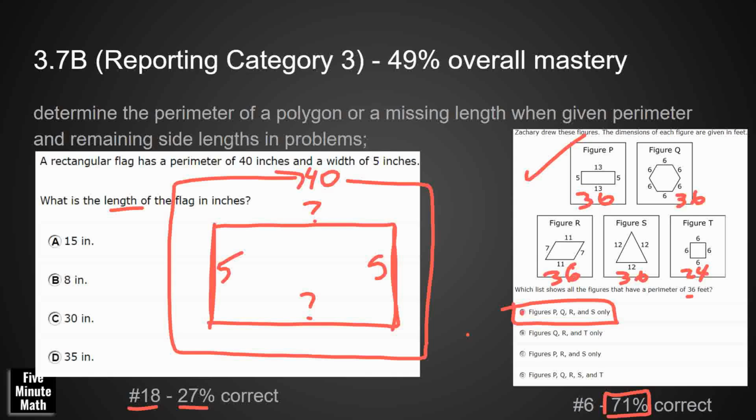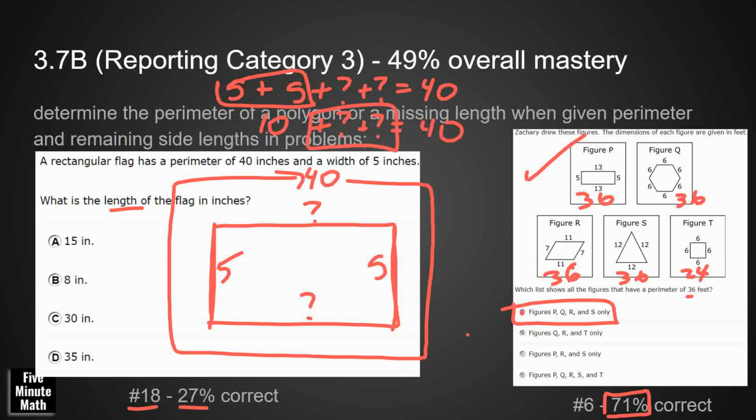I'm adding up all the sides. 5 plus 5 plus question mark plus question mark equals 40. Well, what's 5 and 5? 5 and 5 is 10. 10 plus question mark equals 40. So what's the question mark plus question mark? Well, 10 plus what makes 40? So these two equal 30, but I don't want to choose 30 because there's two different sides that make up 30. If I put in 30 right here, my perimeter is much larger than 40.